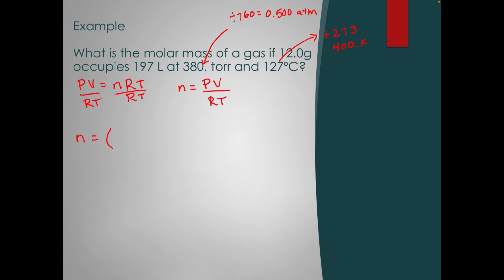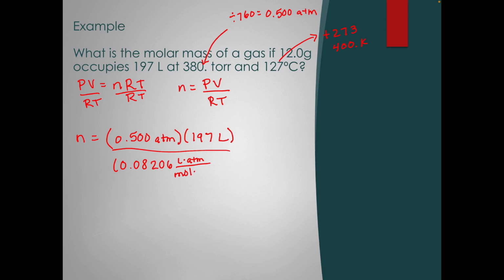Our pressure is 0.500 atm. Our volume is 197 liters. Our R value is always the same, 0.08206 liters atmospheres over moles Kelvin. And then our temperature is 400. Kelvin. If we divide all that up, we'll get that our number of moles is 3.00 moles.